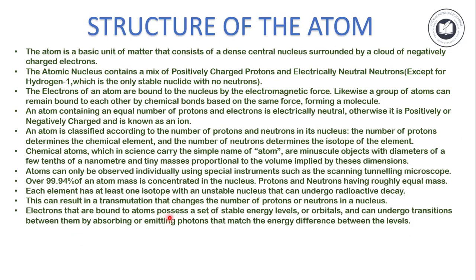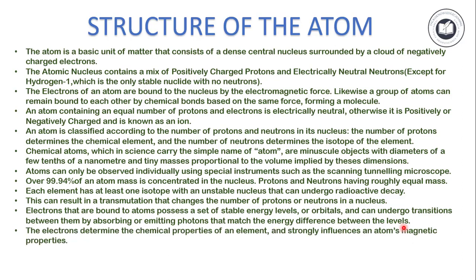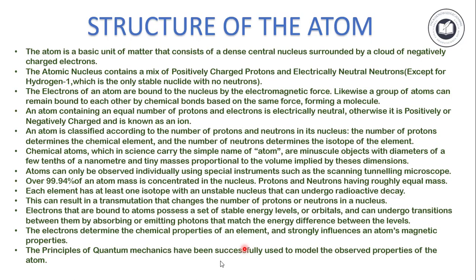Electrons that are bound to the atoms possess a set of stable energy levels or orbitals and can undergo transitions between them by absorbing or emitting photons that match the energy difference between the levels. The electrons determine the chemical properties of an element and strongly influence an atom's magnetic properties. The principles of quantum mechanics have been successfully used to model the observed properties of the atom.